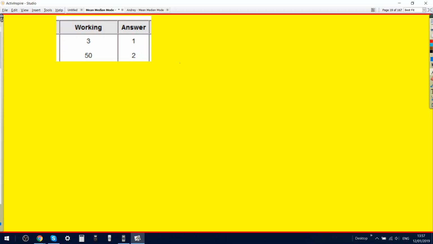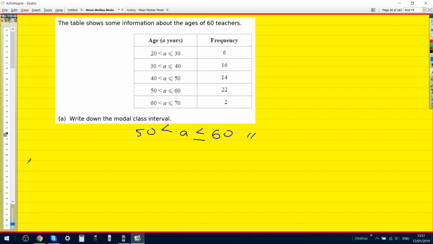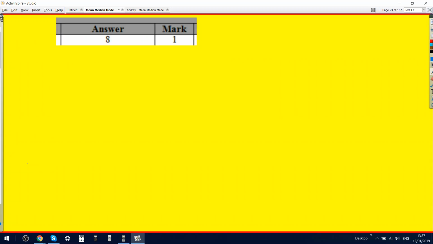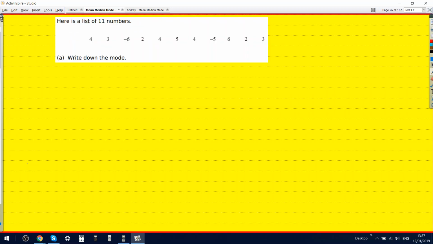So with mean, you divide it by how many? Add them up and divide by the number of numbers. Median? The median is the middle number. So the one in the middle.